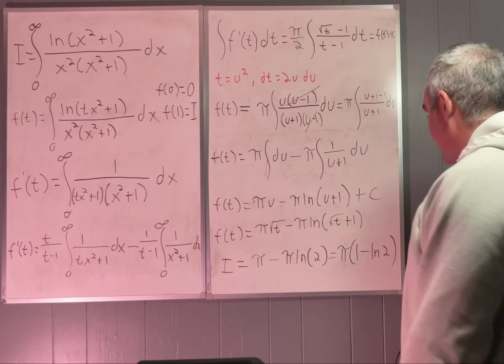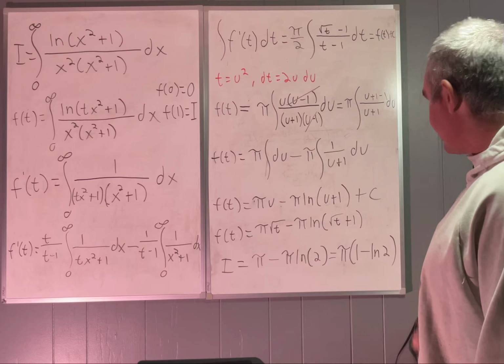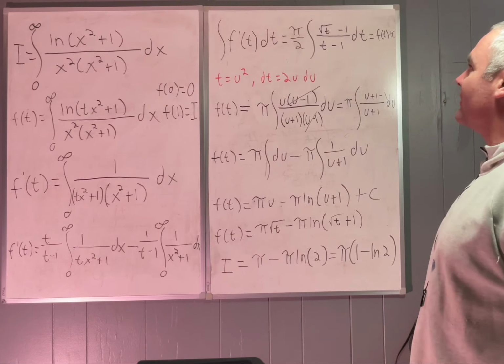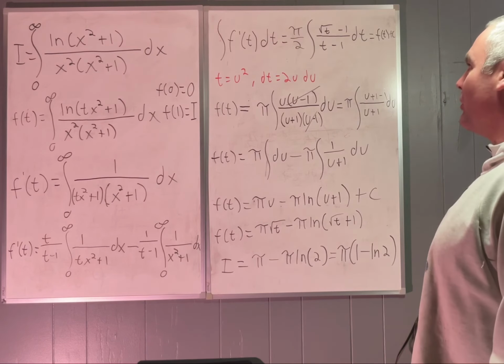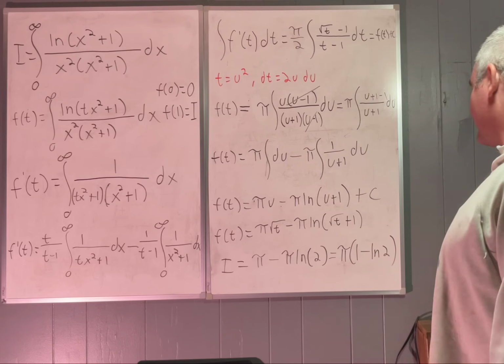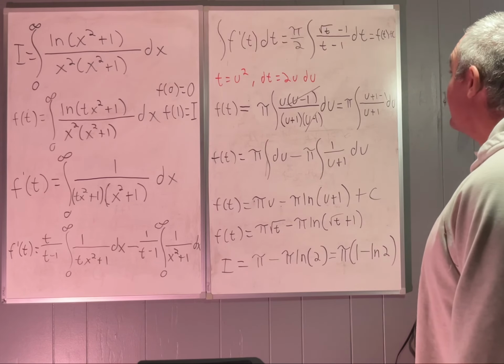So, yeah, that's it. Step by step, that's how you get that the integral from 0 to infinity of the natural log of x squared plus 1 over x squared plus 1 dx is equal to pi times quantity 1 minus the natural log of 2.